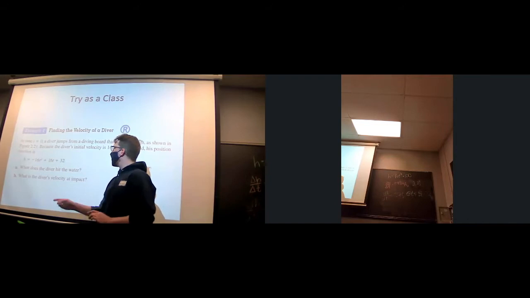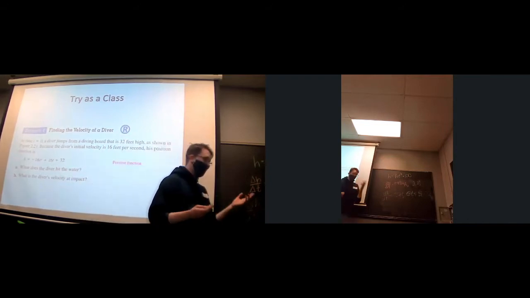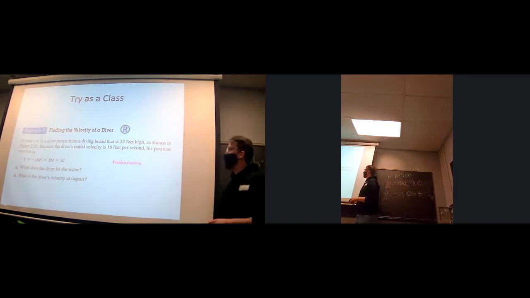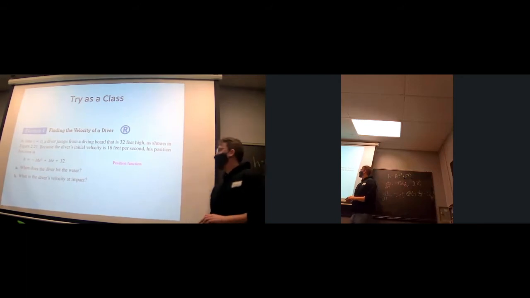Well, looking at this first question, stepping back, in this particular problem, what we've got is somebody jumping off a 32-foot high diving board with an initial velocity of 16 feet per second. Why they're doing that, I don't know, it's extra. So they jump off, and the question is, when are they going to hit the water? Well, presumably when this position function is equal to 0, right? That seems like a reasonable assumption.